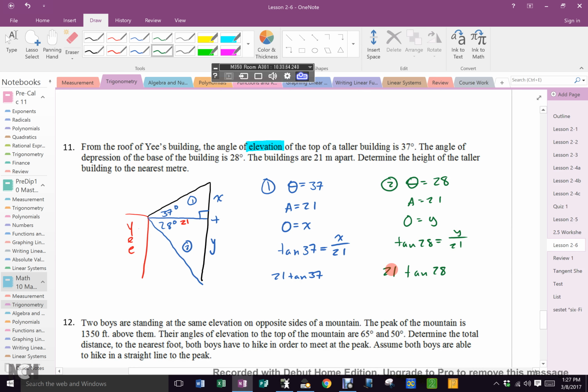So here it is. I know I have to add these two, so what do I do here? Add. And now I go to my calculator once. If I have a forward calculator, I punch in exactly what I see. 21 times tan 37 plus 21 times tan 28 equals. And you get an answer.